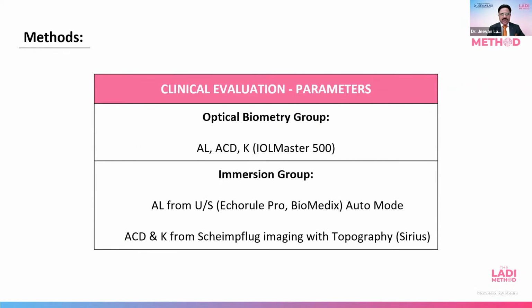Parameters in both the groups. In the optical biometry group, that is IOLMaster 500, axial length, anterior chamber depth, and keratometry all were taken from the IOLMaster machine. While in the immersion group, axial length was taken from an ultrasound machine, which is an EcoRule Pro Biomedix India, in an automatic mode, while anterior chamber depth and keratometry were taken from Scheimpflug imaging with topography from a Cirrus company.